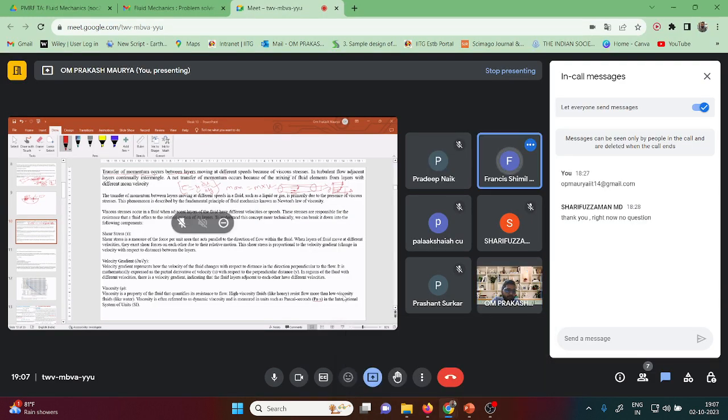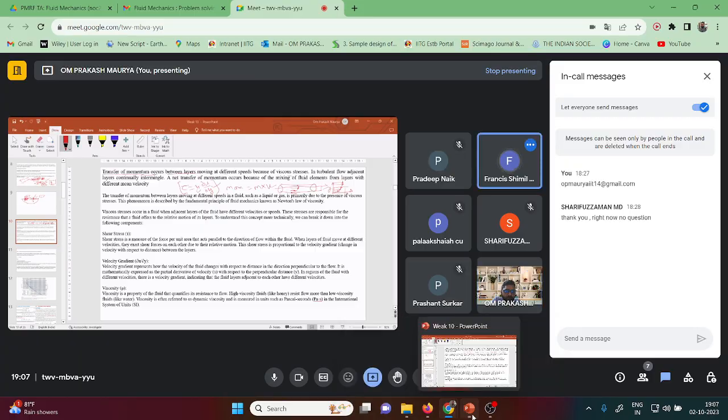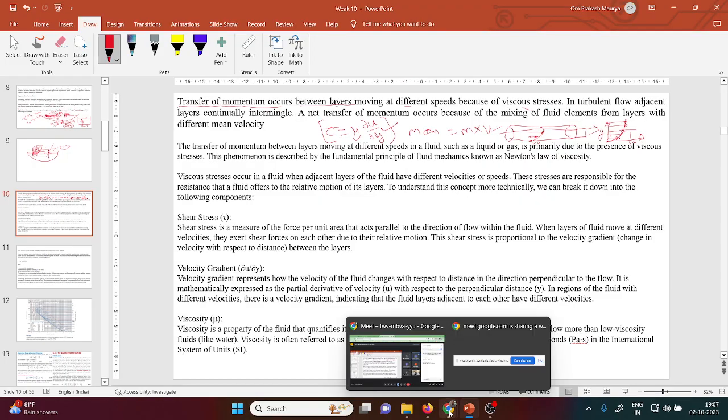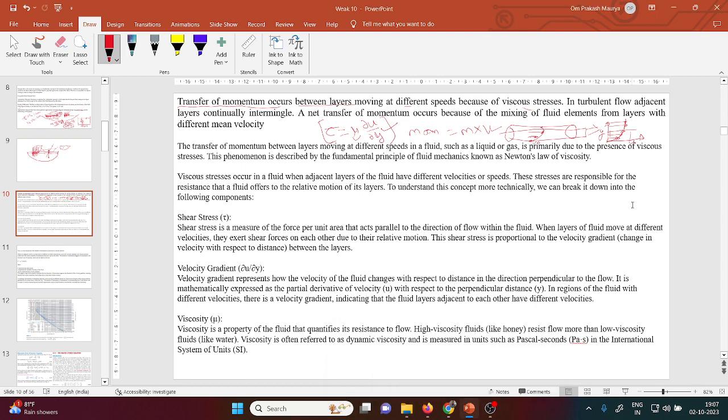Yes, sir. Understood. One more thing: we are drawing this parabolic form as zero at the wall condition, increasing in the upper layers, since the fluid is flowing over the stationary plate. If the plate is moving and the fluid is stationary, then the maximum velocity will be at the bottom.